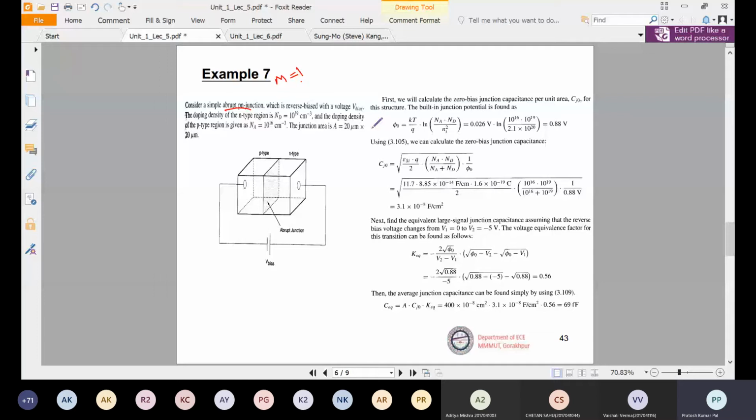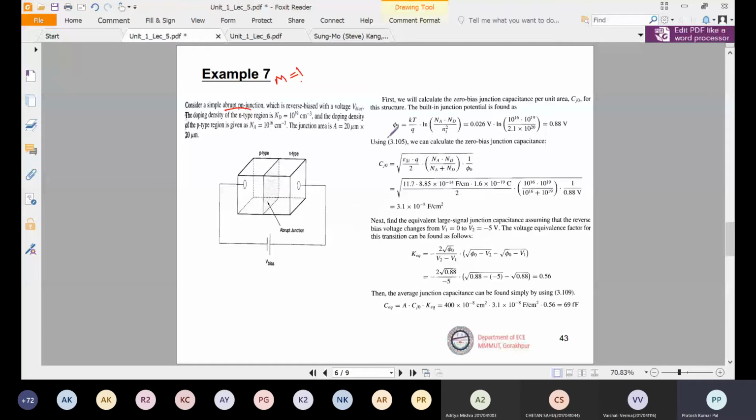In the question, a simple abrupt PN junction is reverse biased with the voltage V bias. The doping density of the N type region, Nd, is given, and also the doping density of the P type region, Na. The junction area is given as 20 micrometer into 20 micrometers. We need to find out the junction capacitance, and some biasing is being done.